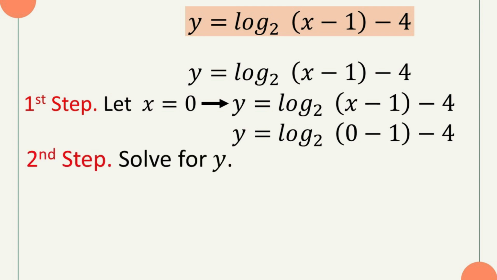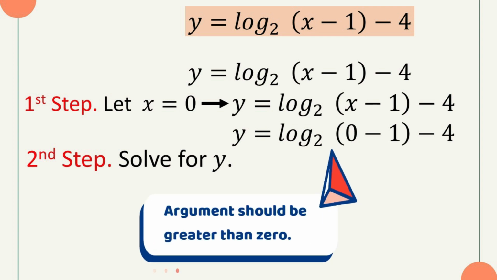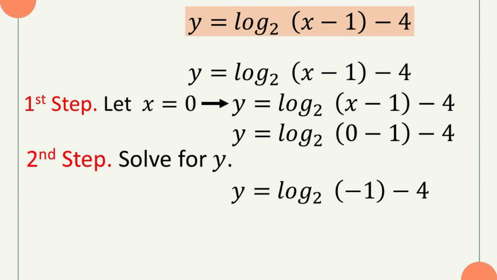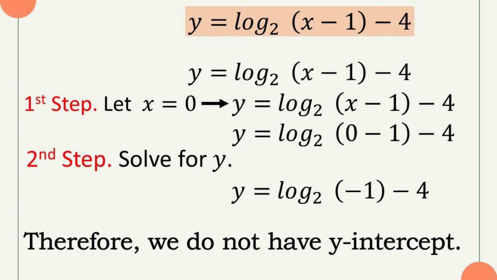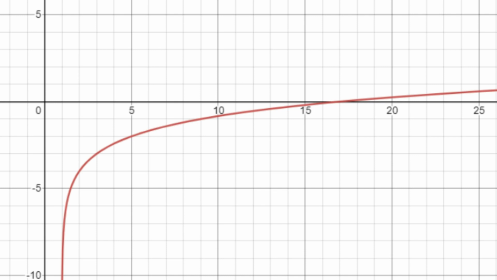Second step, solve for y. Once again, our argument should be greater than 0. But our argument here is negative 1, because 0 minus 1 is negative 1. So our logarithm is not defined. Therefore, we do not have y-intercept. This means our graph will not cross the y-axis.